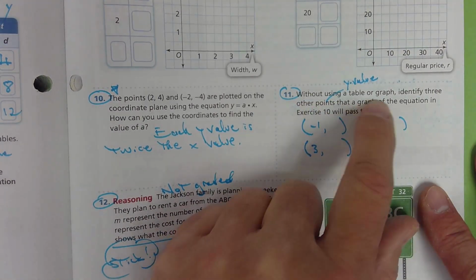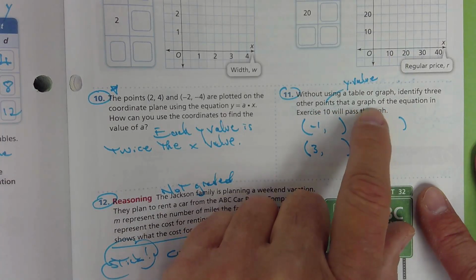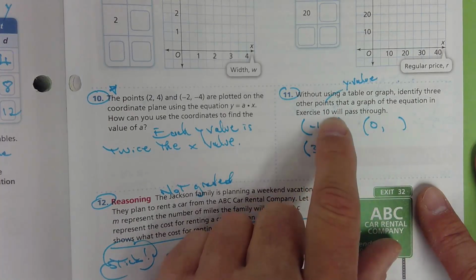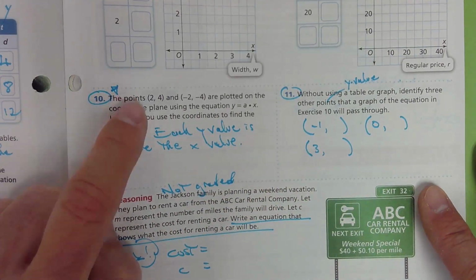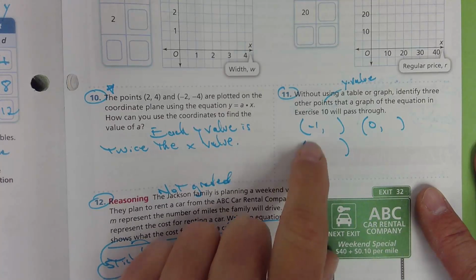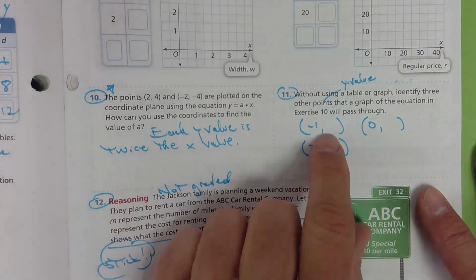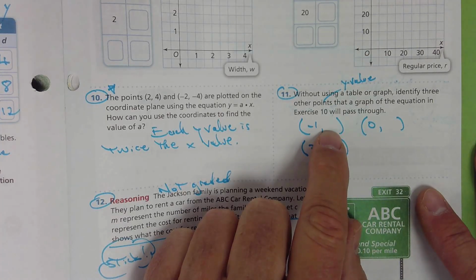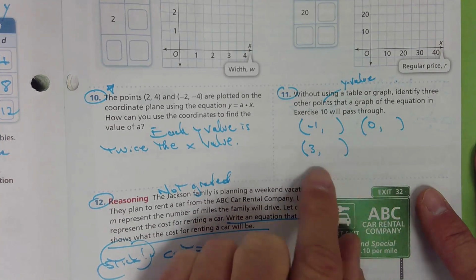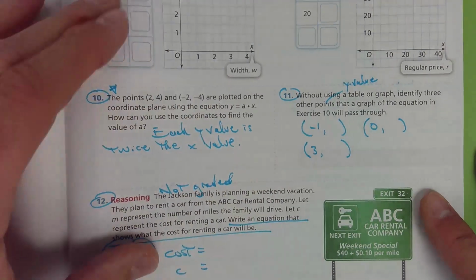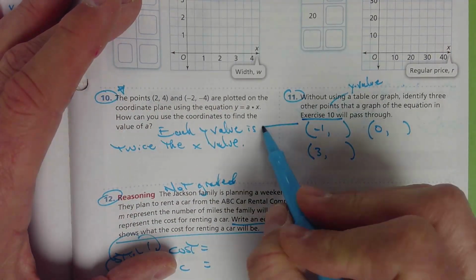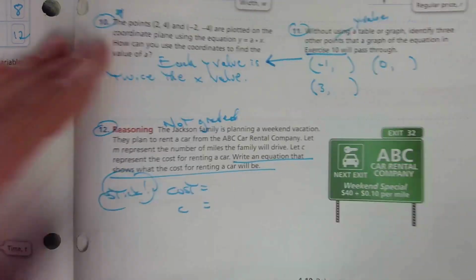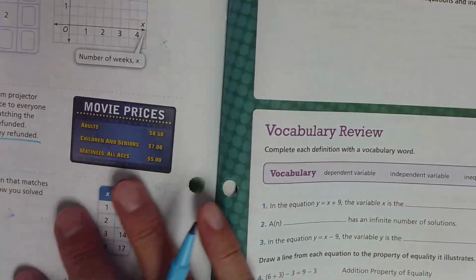For 11, it says, without using a table or graph, identify 3 other points that a graph of the equation in exercise 10 will pass through. Here's exercise 10. And so I gave you the x values for 3 other points. If x is -1, I want to know what y is. If x is 0, I want to know what y is. If x is 3, I want to know what y is. But they are talking about exercise 10, which is this one. All right, 12 is a stick. It's not graded. But if you want to try it, you can.